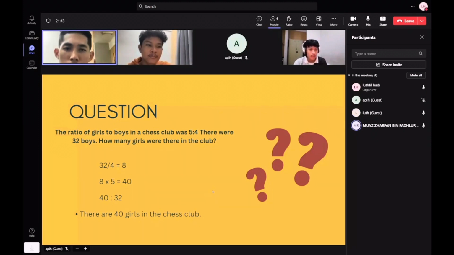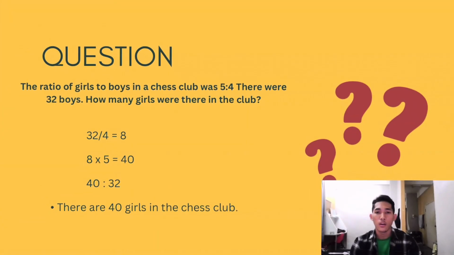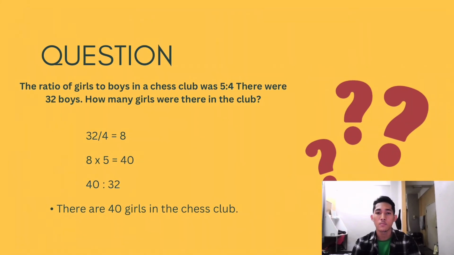So Muaz, can you give an example question for the ratio? I will explain the ratio question. Okay, look, the first question: the ratio of girls to boys in a chess club was 5 to 4. There were 32 boys. How many girls were there in the club?